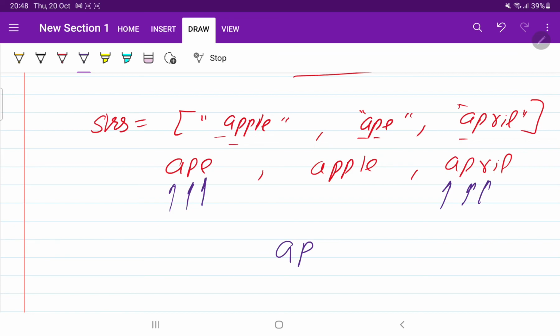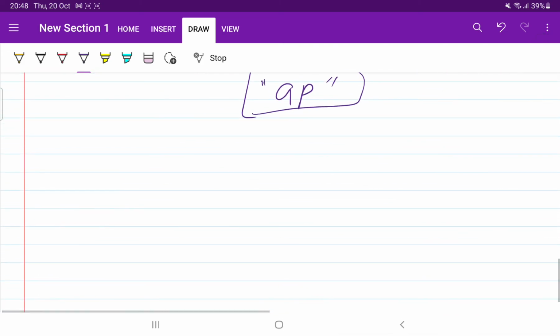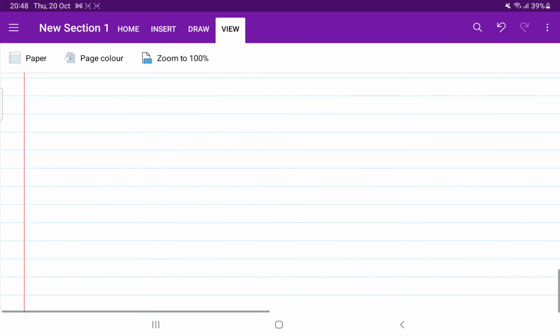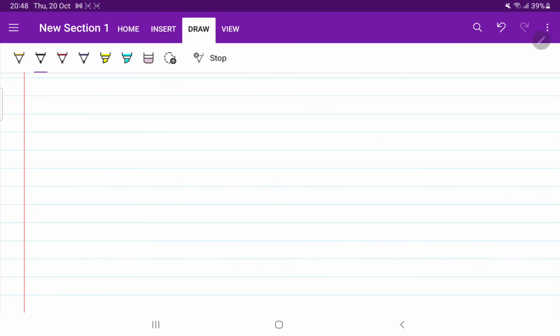Here E differs, so AP is the common prefix. You can check AP is here, AP is here, AP is here. No issue of anything. It means what you have to do is take the first element and the last element and start comparing them. So let us write the code for this.